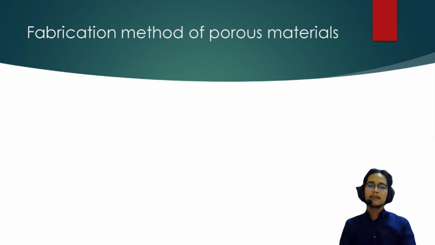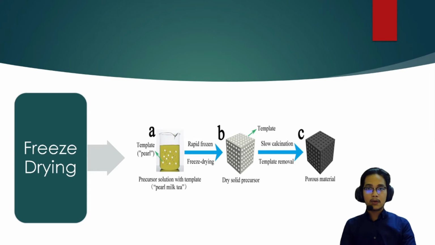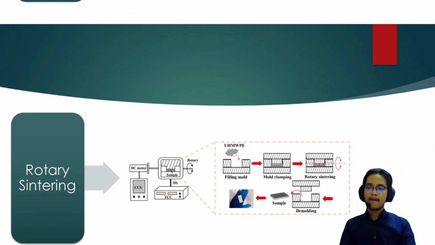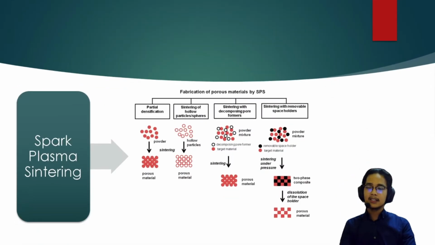There are several methods in fabrication of porous material. The first one is mold casting. The second one is freeze drying. The third one is rotary sintering. And lastly, the most common method used in industry to fabricate porous materials is spark plasma sintering.